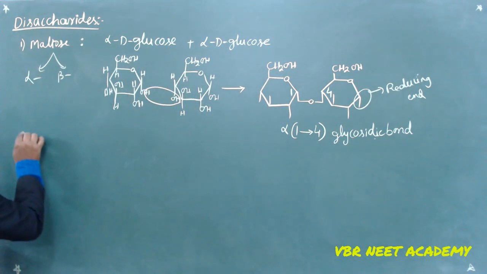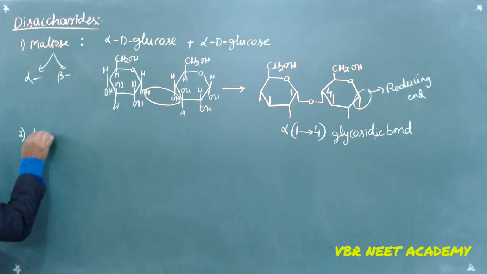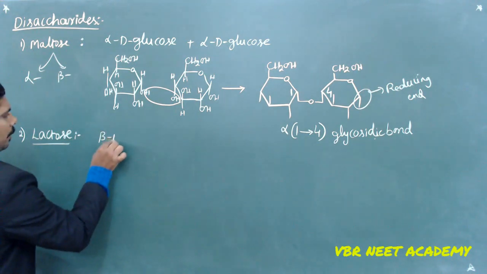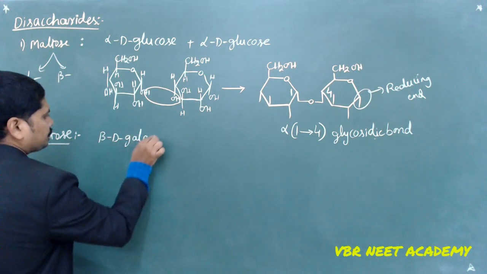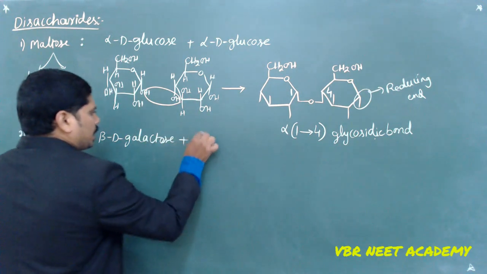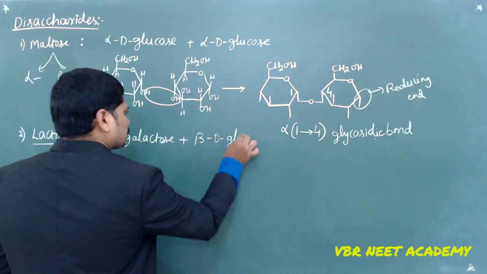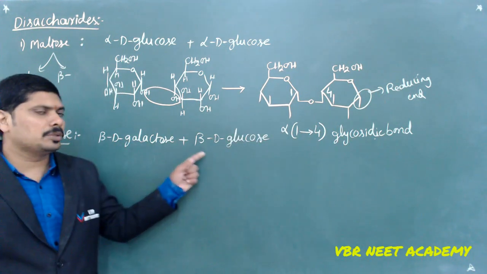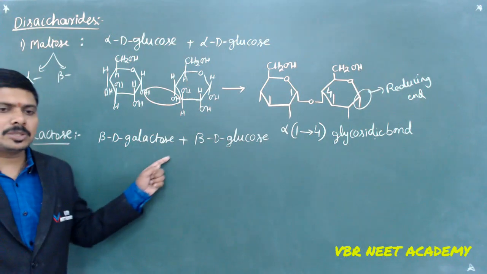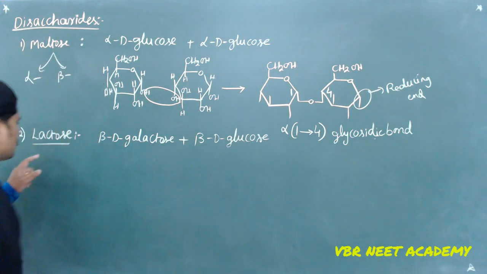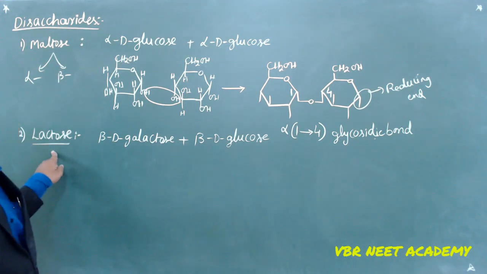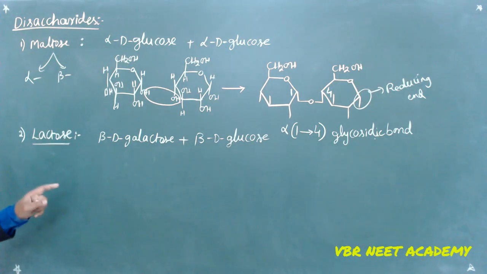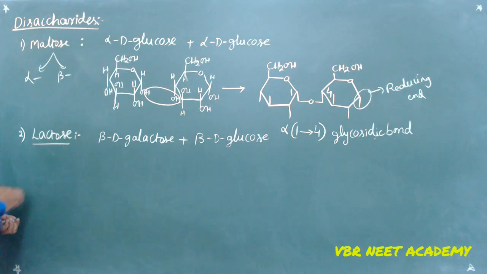And the second one, lactose. This has beta D galactose and beta D glucose. The beta D galactose combines with beta D glucose, and most of you will know that lactose is also called milk sugar. Lactose is the sugar we have in milk. That's why it is also called milk sugar.